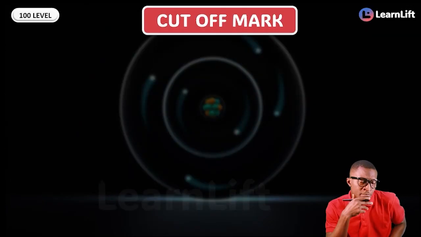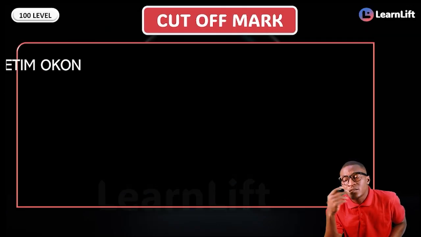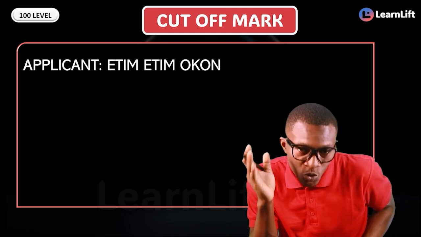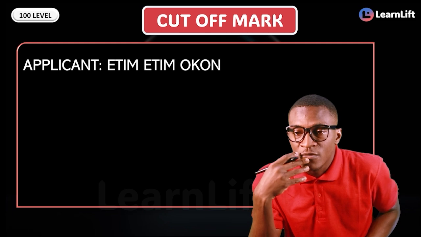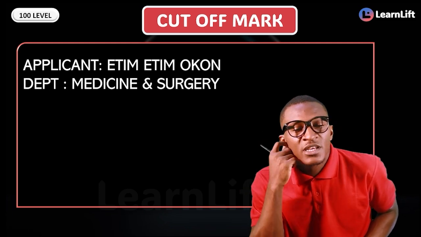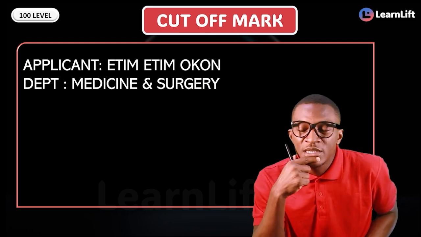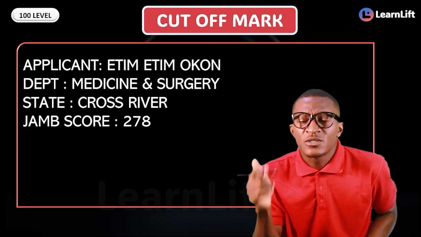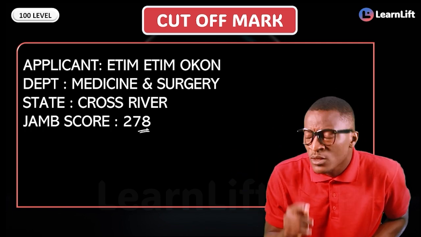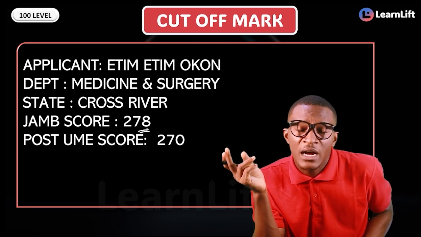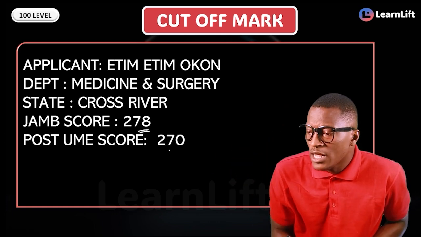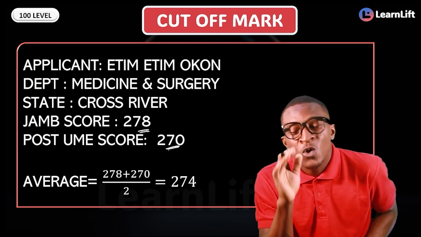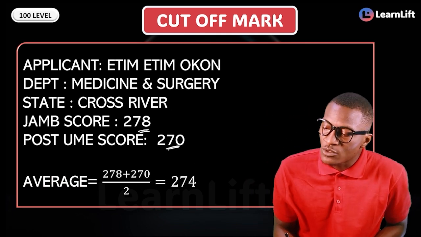Let's say there's a student by the name Etim Okon. Of course, from the name Etim Okon, you should know the person is from Cross River or from Akwa Ibom. Let's say this student is applying for medicine and surgery, and is from Cross River. Let's say this student has a JAM score of 278 and an aptitude test score of 270. Now, what will his post-UTME score be? It becomes 278 plus 270, so on average the student has 274.